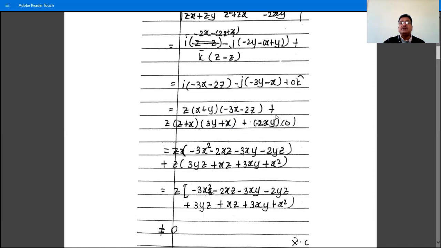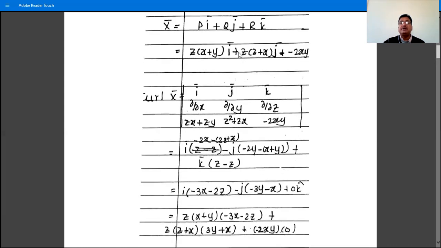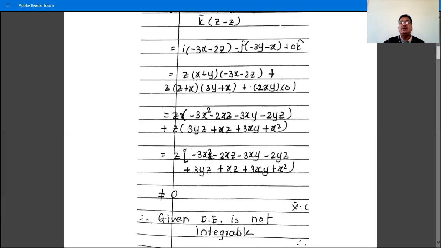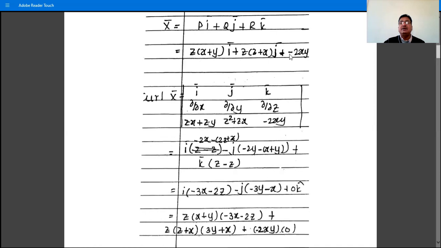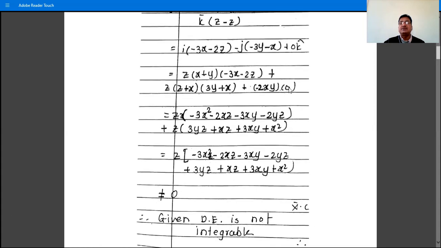Then plus multiplication of coefficient of j. The multiplication of coefficient of j is this z(z + x), and here the coefficient of j is what? Consider this minus sign, that is 3y + x after the effect of this negative sign. And then the coefficient of k is what? Minus 2xy, here it is 0. Minus 2xy into 0. So this is right here X bar dot curl X bar.